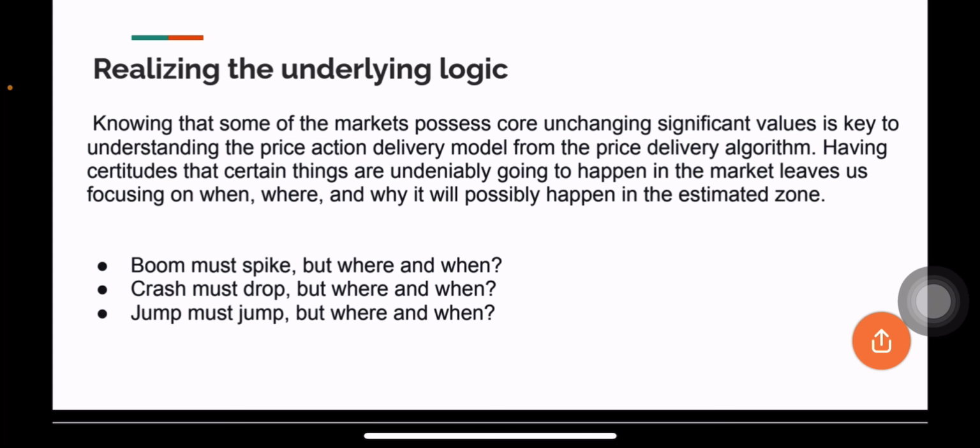So for example, the boom must spike, so where and when will it spike? The crash must drop, where will this happen? The jump must jump, where will this happen? All of these are pre-programmed already, and they inevitably must happen in the market unless they decide to default against their own program.